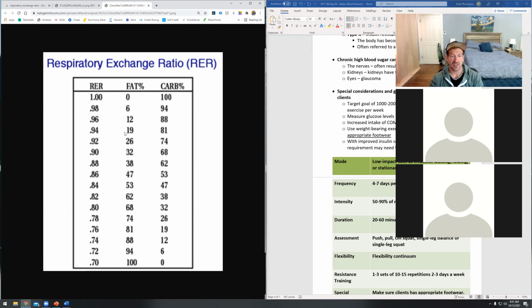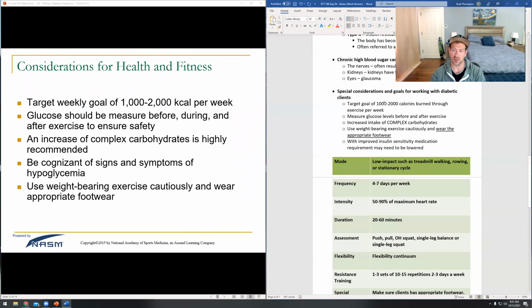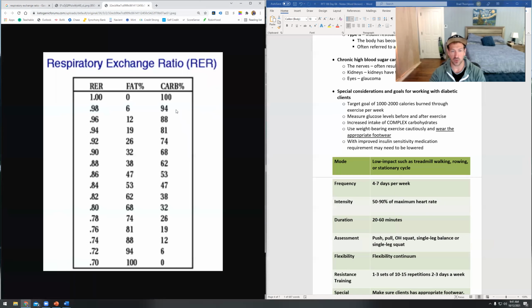Another way to think about this: 100% carbs for energy is when you are sprinting as hard as you can, and 100% fat for energy is when you are asleep. That's a good way to think about it. So we're always in some kind of blend there. That's why we look at a target goal of 1,000 to 2,000 calories burned through exercise per week, because that ensures that you are tapping into carbohydrates as a fuel source.